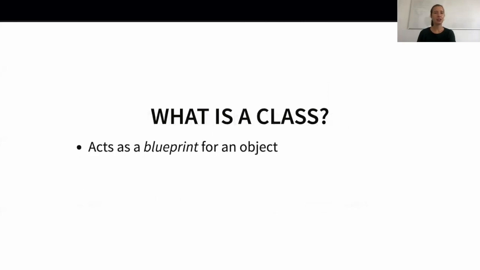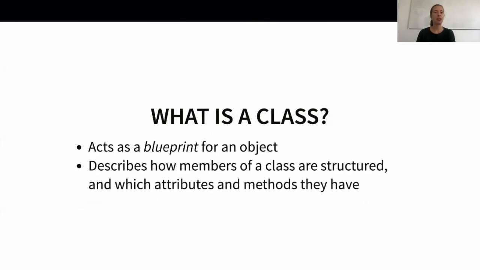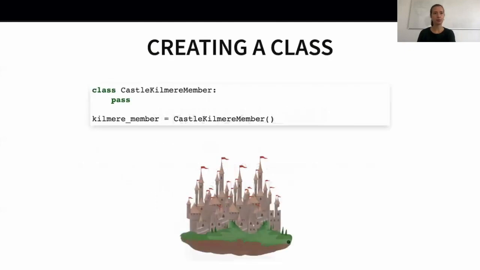So what is a class? A class acts as a blueprint for an object. It describes how objects, so-called members of a class, are structured and which attributes and methods they have. The syntax for creating an empty class is quite simple. We start our universe with the class Castle Kilmere member. Our class currently doesn't contain any code, so we use the keyword pass as a placeholder in the body. Pass can be used to denote places where we will eventually put code. Right now, it allows us to run this code without getting an error.